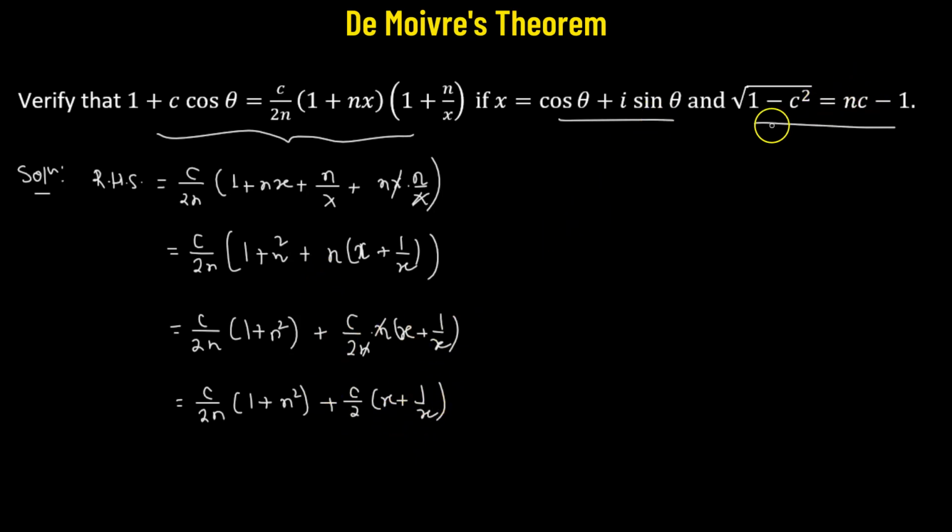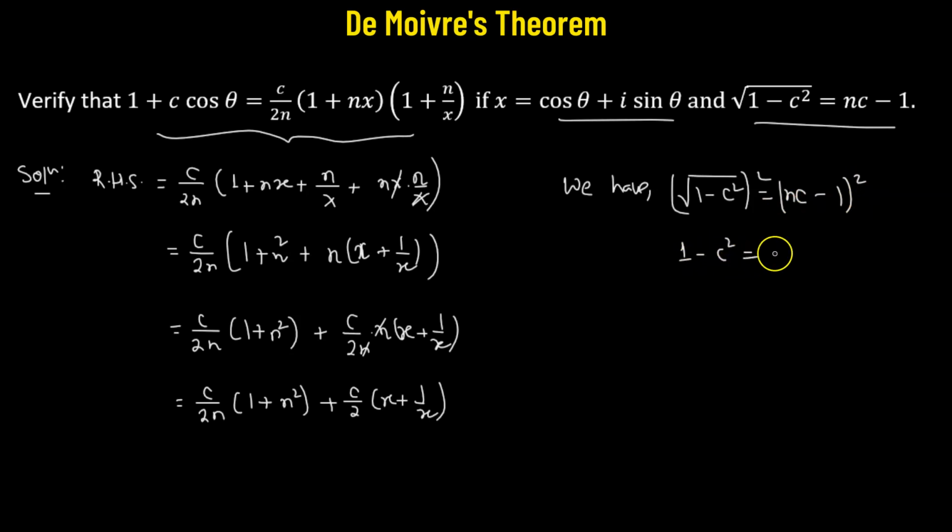First, let's go back to our equation. Here we have the square root of 1 minus c squared, and it is given that this equals nc minus 1. So we'll square both sides of the given equation, and this should give us 1 minus c squared equals n squared c squared minus 2nc plus 1. The 1 and 1 will get cancelled out. So this will become n squared c squared plus c squared equals 2 times nc.